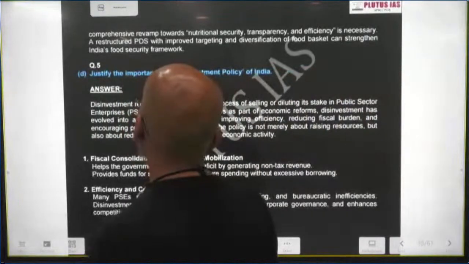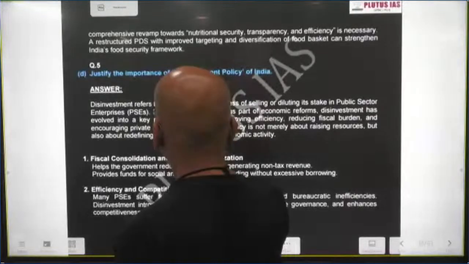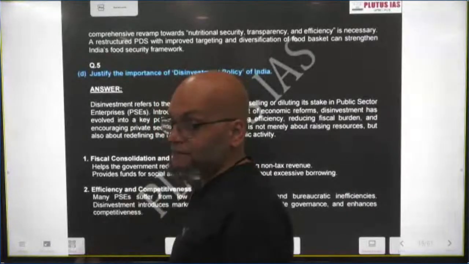Next is, justify the importance of disinvestment policy of India.